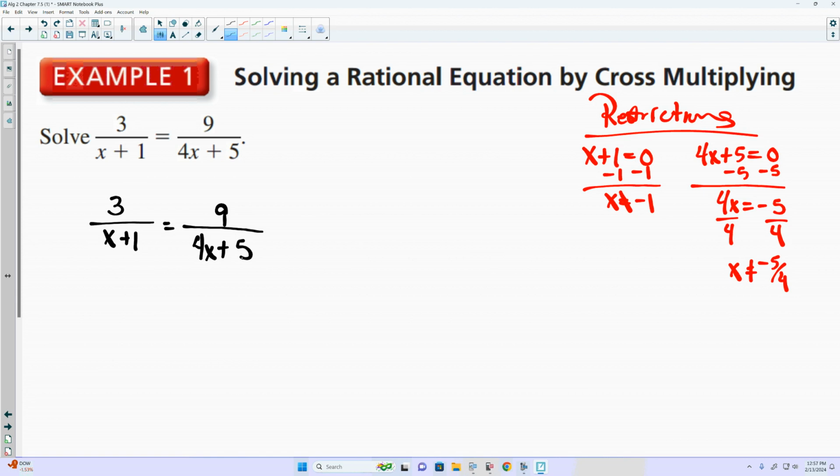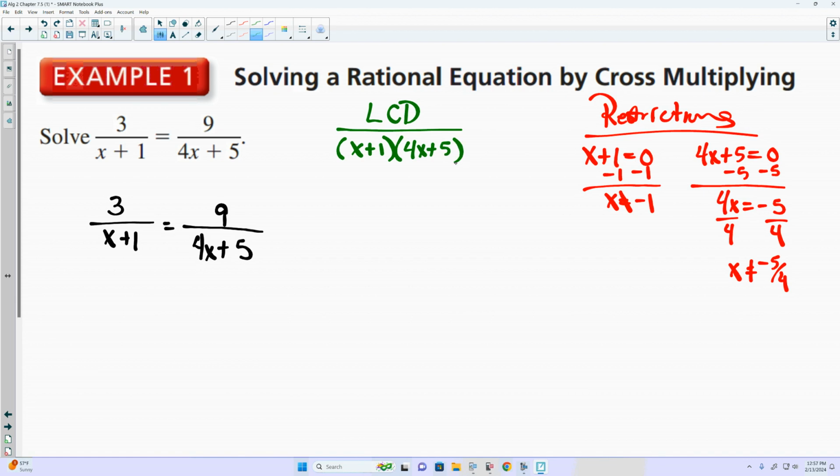Now, next thing we need to find is the least common denominator. We use this in addition and subtraction so that we can add or subtract the problems from each other. Here, we're going to use it a little bit differently. The first thing we need to do before we can find it is to make sure all the denominators are factored. Well, x plus 1 and 4x plus 5 are as simplified as they get. So part of this least common denominator is going to be x plus 1. The other part is 4x plus 5.